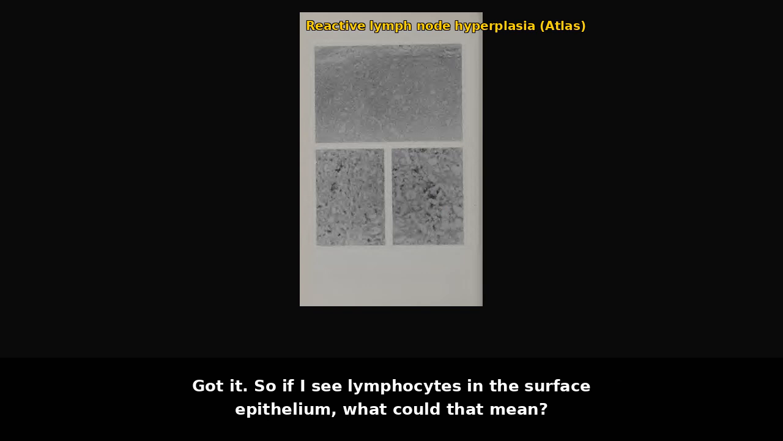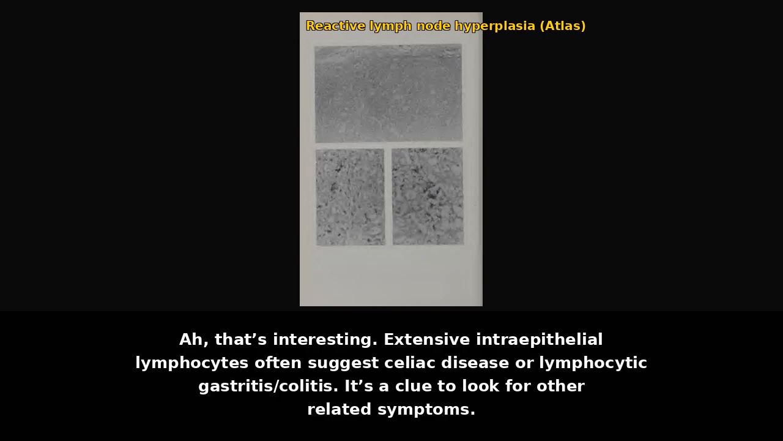Got it. So if I see lymphocytes in the surface epithelium, what could that mean? Extensive intraepithelial lymphocytes often suggest celiac disease or lymphocytic gastritis, colitis. It's a clue to look for other related symptoms.